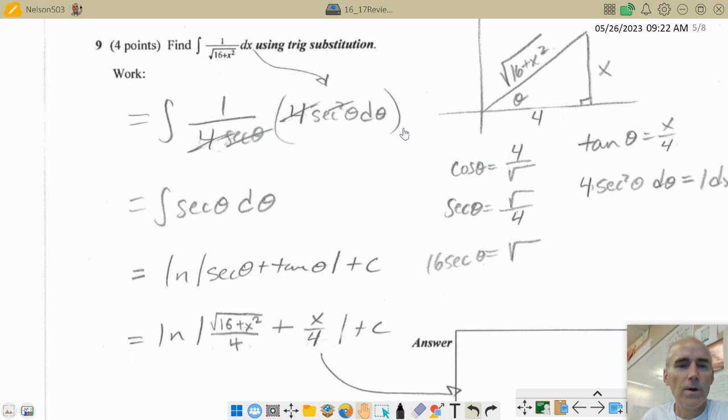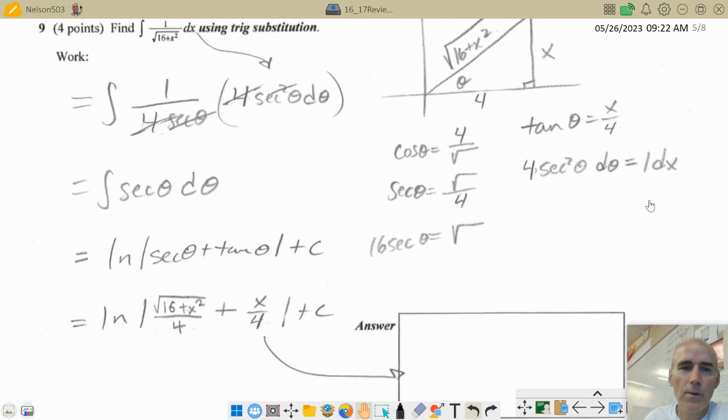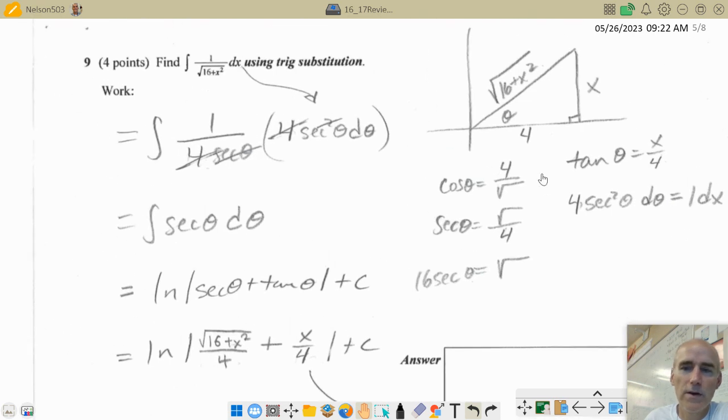And then what am I going to do over here? I'm going to replace. So, well, first I took the derivative of both sides here. Okay, that gave me 4 secant squared theta d theta equals 1 dx. And so I want to replace the dx that's sitting right there with all this stuff, 4 secant squared theta d theta. Bam. And I replace the denominator by what the square root's equal to. Well, the square root would be equal to 4. Ooh, I have a 16 right there. Let me scratch that 16 off.